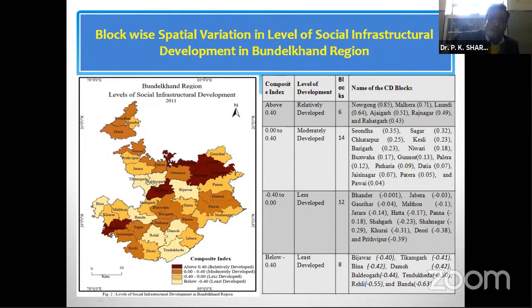The blocks shown on the northern side, like Lundi, Nogam, and all the areas that have comparatively plain surface and better infrastructure facilities, are marked as relatively developed blocks.